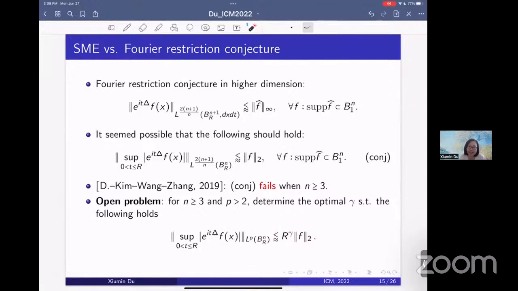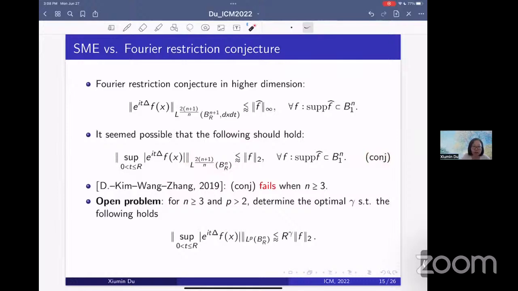Now let's consider it in higher dimensions. Recall that in higher dimensions, we only have the sharp L2 Schrödinger maximum estimates. Well, for the Fourier restriction conjecture in dimension n plus 1, the sharp endpoint is 2 times (n plus 1) over n. And it seemed possible that at this sharp endpoint, we should have a similar Schrödinger maximum estimate. We denote this by conjecture.